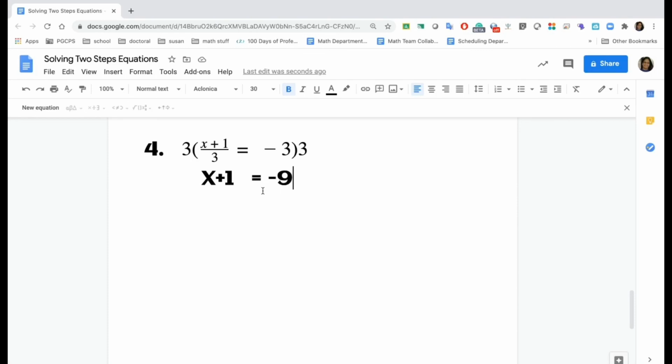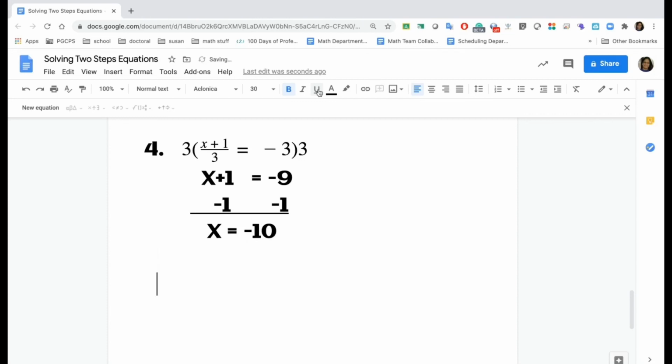Now we undo addition. So we subtract 1 from both sides of the equation. Subtract 1 and then subtract 1. So the final answer now will be x is equal to negative 10.